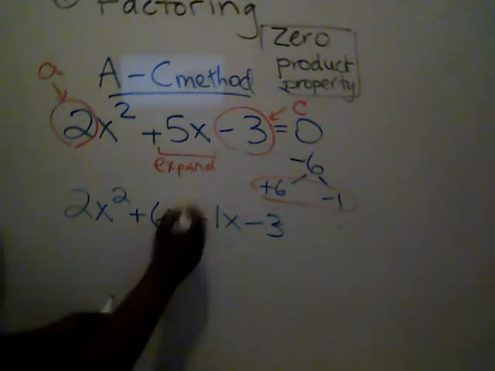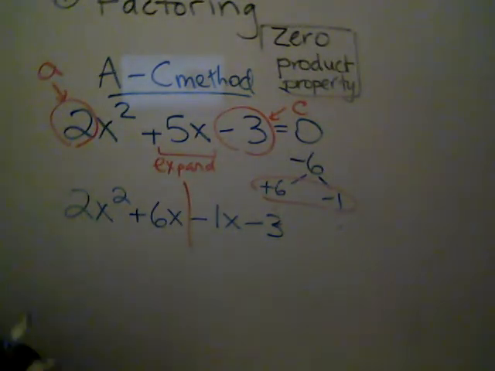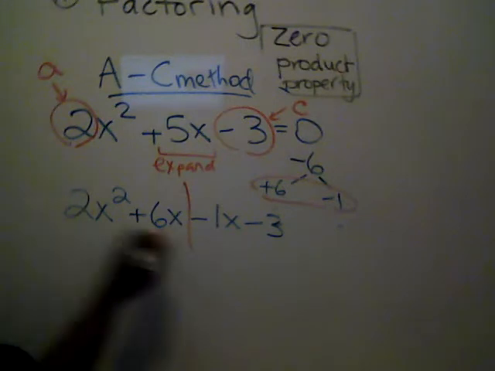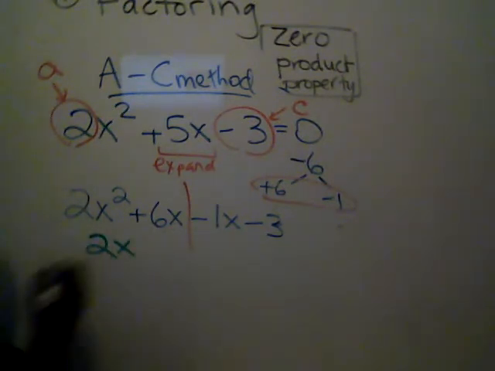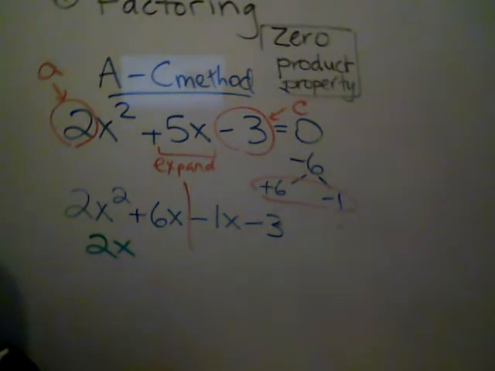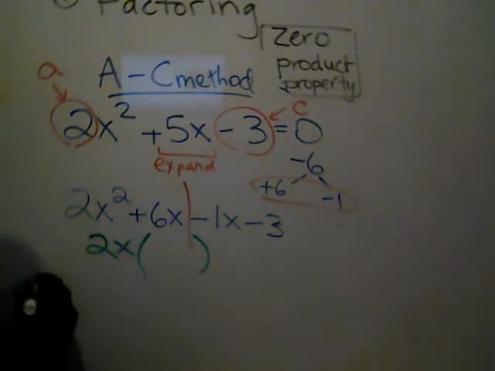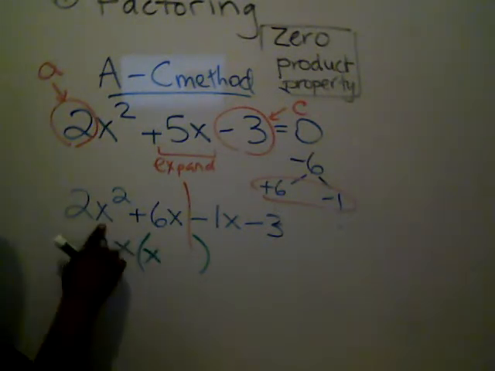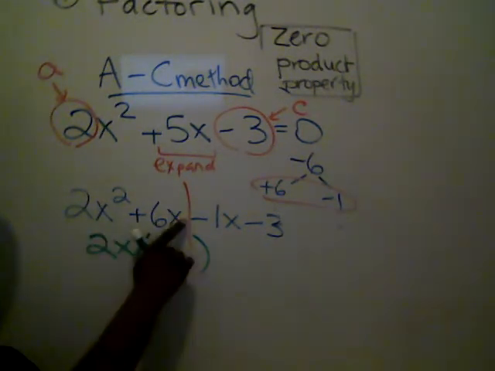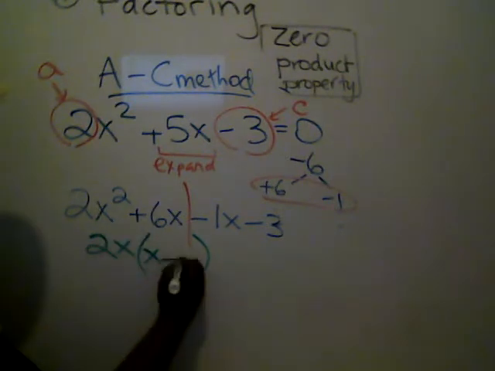Now the next step, we're going to split it down the middle, and we're going to pull out whatever we have in common on each side. So over here, they both have at least a 2 in common. We can pull out a 2, and they have at least one x in common, so we can pull out a 2x. Then if we pull this 2 out and one of the x's out, we're left with 1x for this term. But if we pull a 2 out and an x out, we're dividing those, we're left with a 3.